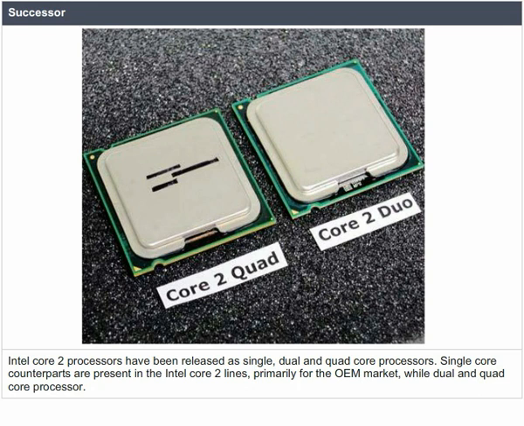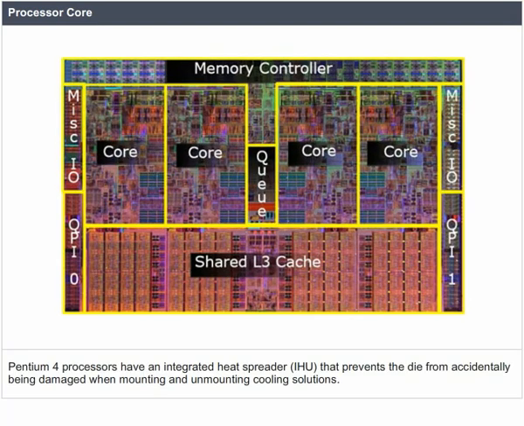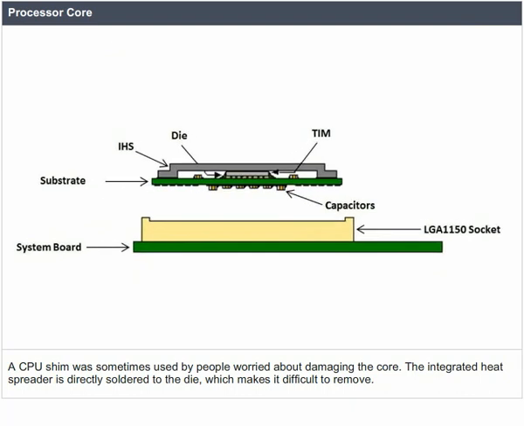processors. Processor core. Pentium 4 processors have an integrated heat spreader, IHS, that prevents the die from accidentally being damaged when mounting and unmounting cooling solutions. A CPU shim was sometimes used by people worried about damaging the core. The integrated heat spreader is directly soldered to the die, which makes it difficult to remove.